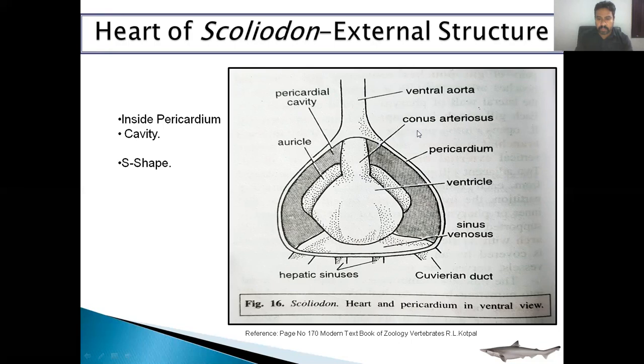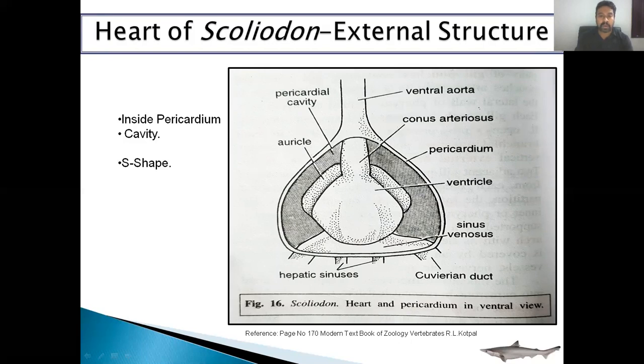So if we see this slide, we can see there are a total of four chambers. This heart is situated inside this pericardium, which is the covering of the heart, inside the pericardial cavity. The first chamber is called sinus venosus, which is an accessory chamber. This sinus venosus opens to the auricle, which is the second chamber and a primary chamber. And this auricle opens to the ventricle, which is the third chamber, a primary chamber. And this ventricle now opens into the conus arteriosus, which is an accessory chamber.